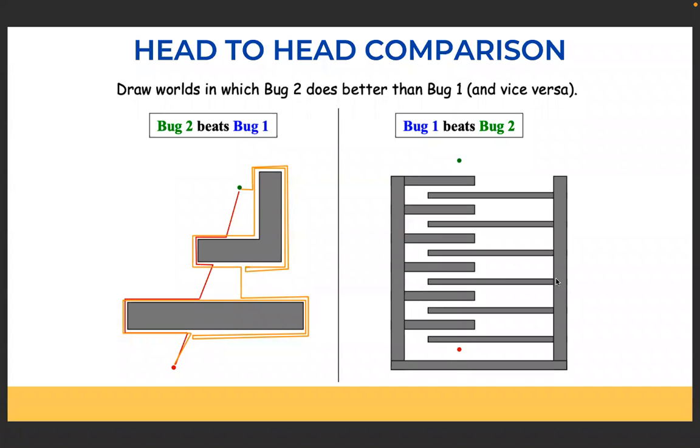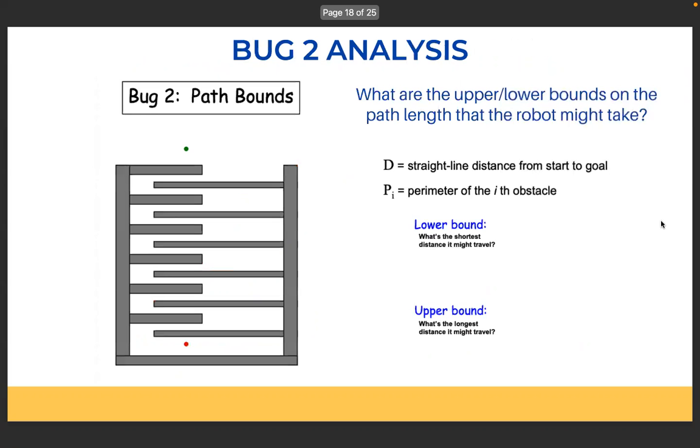Here in this case, bug1 beats bug2. So you see, with a complicated environment, bug1, while it is inefficient, still provides completeness. It still provides a theoretical guarantee that it will reach the goal position. So that's where bug1 beats bug2. But if you have a very simple environment, then obviously bug2 is better because it follows a shorter path and can do our task efficiently. So this is basically the comparison between bug1 and bug2.